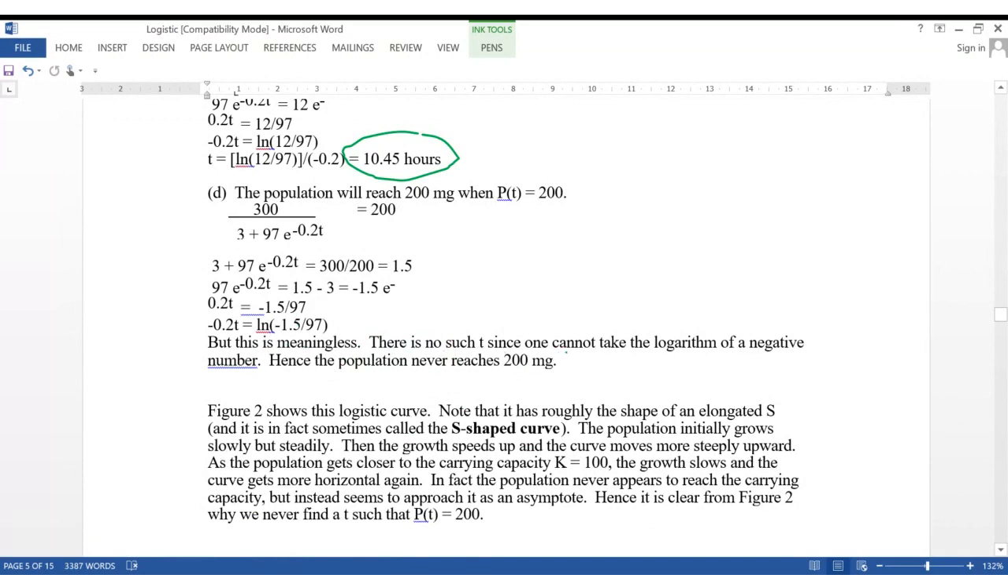And you can see the conclusion. The value they are getting is an undefined answer. Basically, there's no log of a negative number. So they are saying now the population will never reach that value. If you get an undefined answer, you are sure that the population will never reach that value. That's the conclusion that they have been able to make.